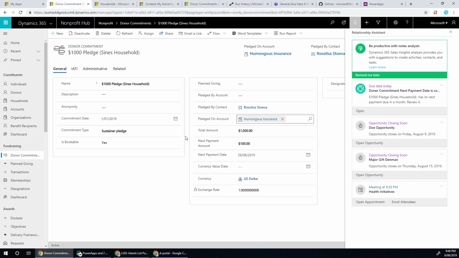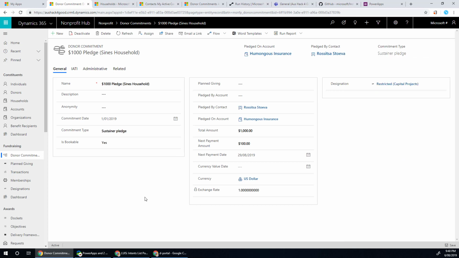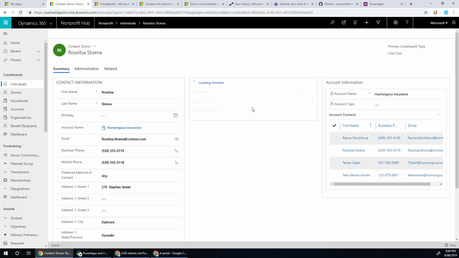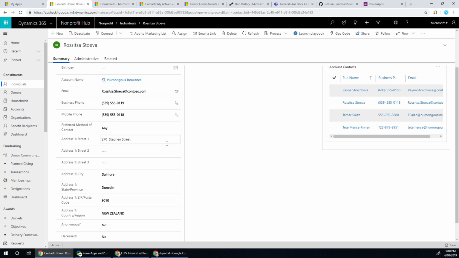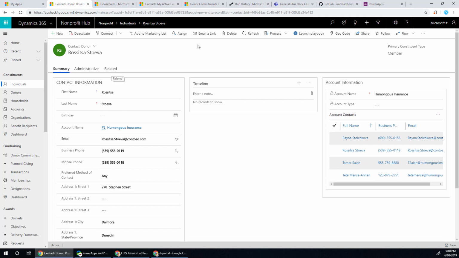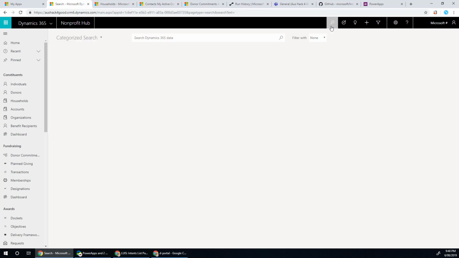So I can see in here what's going on with this particular donor, as well as I can go in now into their individual contact record and start looking at which is the household that they are a part of in this particular case, and then get more details around them. But I could start off also from just looking up an individual. So in this case, I'm looking at Bertram. I'll open up his record.